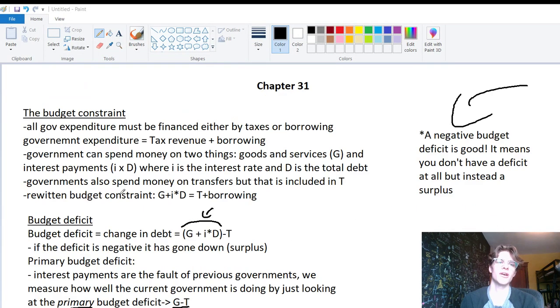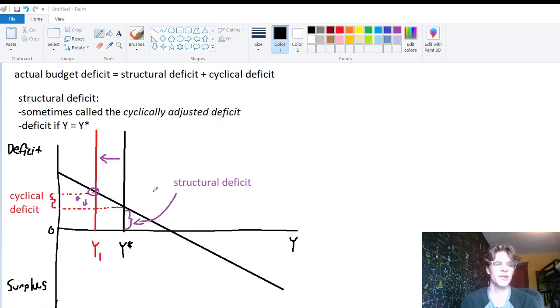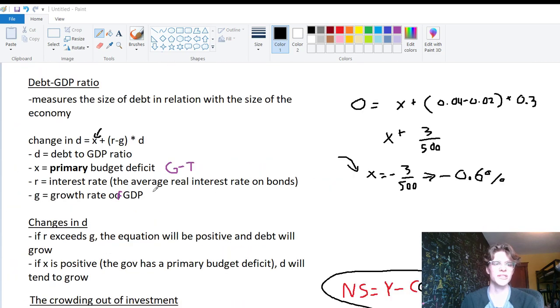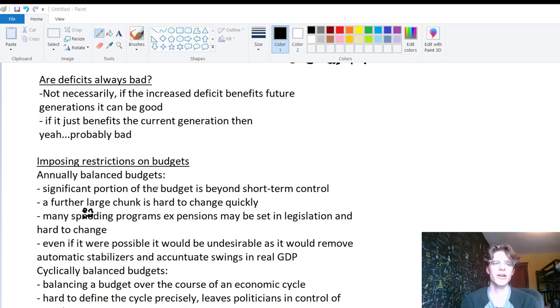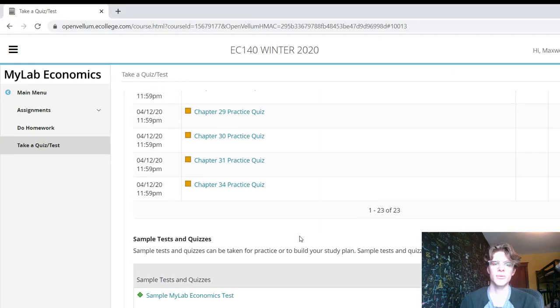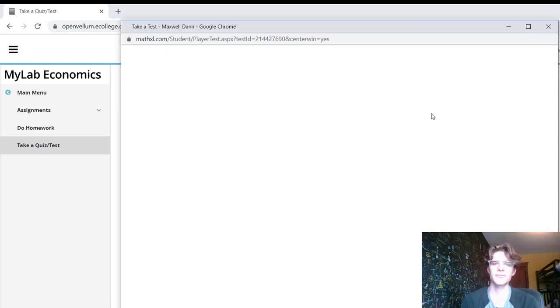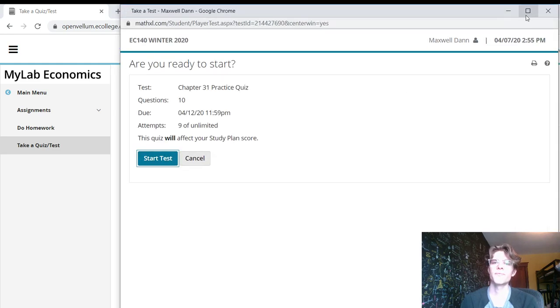A couple more notes. What else did I have here? We went through this. Yep. Structural deficit, debt to GDP ratio, we did. Crowding out of investment. That's pretty much all of it. So I'll do one more quiz. Chapter 31. Start test.